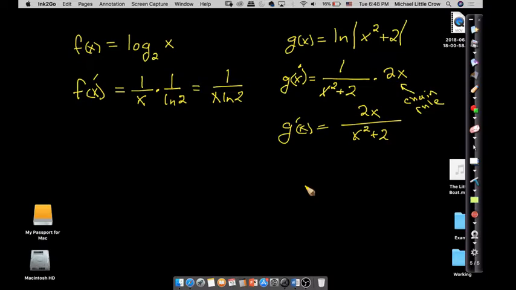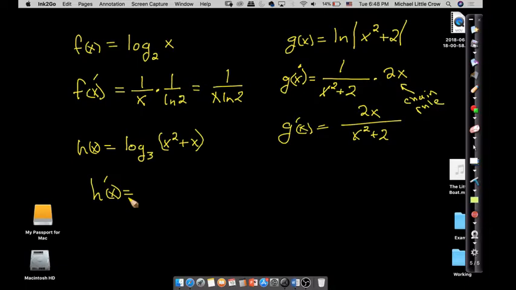Let's do one more. It's a little more complicated. Let's do this one. Try to find the derivative of h of x. Again, I'll give you just a few minutes. See what you can do with it.